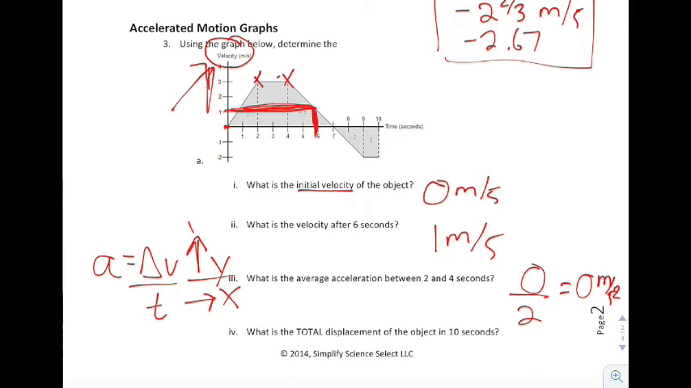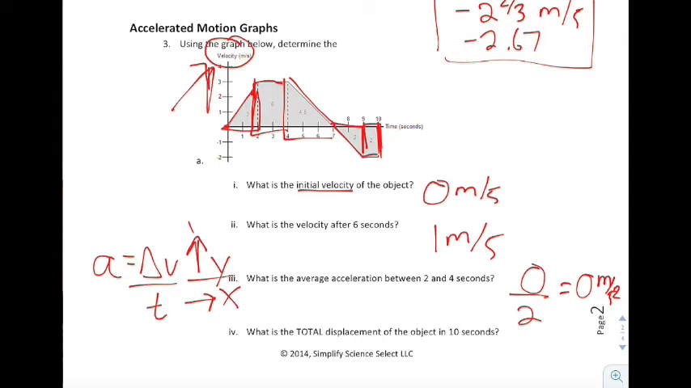Okay, the last part, it says, what is the displacement at 10 seconds? So at 10 seconds, I want to know what the displacement of this entire graph is. Now this graph is really nice because it actually tells you the area of each piece already. So you can see they've broken it up into segments. And with those segments, there's numbers written in that are the area. Now you won't always have that, but I just gave that to you on this one so you can kind of see what we're talking about.